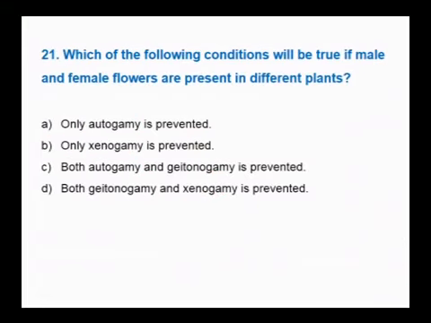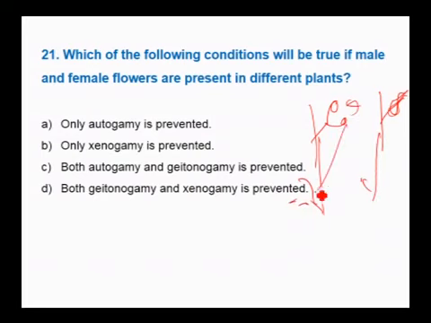Next question, which of the following conditions will be true if male and female flowers are present on different plants? See, this is male, here is female. This can be seen in date palm and papaya. So here, when you have only male and only female plants, homogamy is not possible, geitonogamy is not possible. The only possibility is xenogamy.